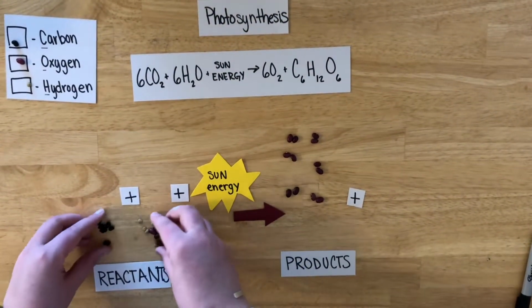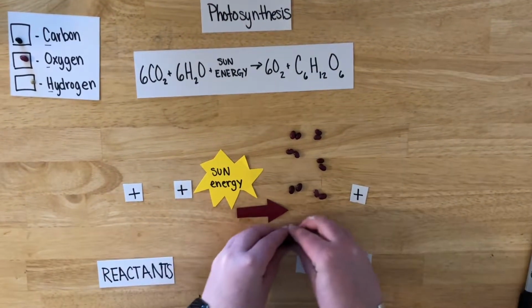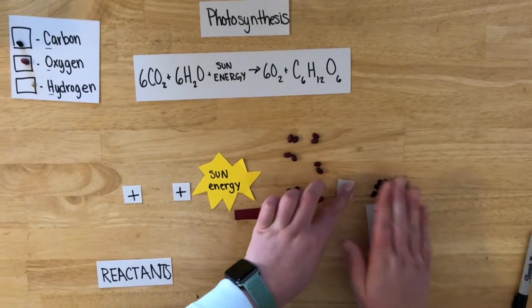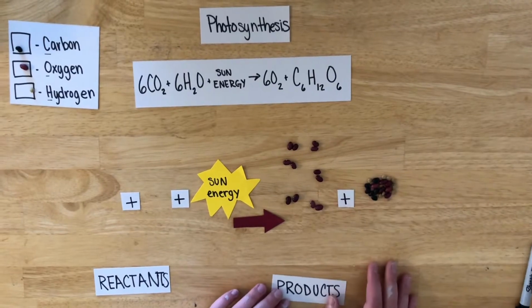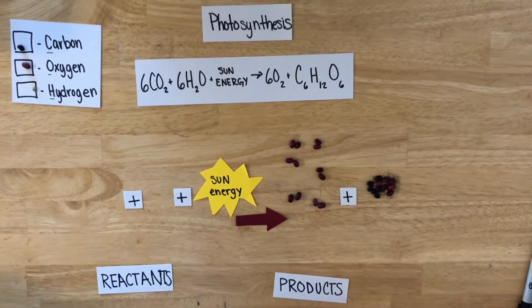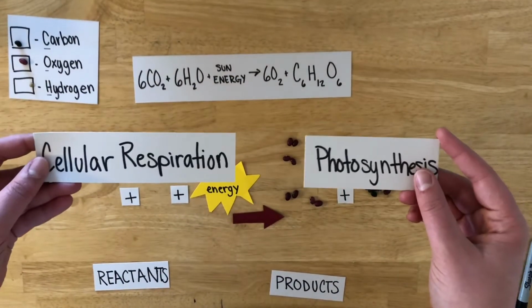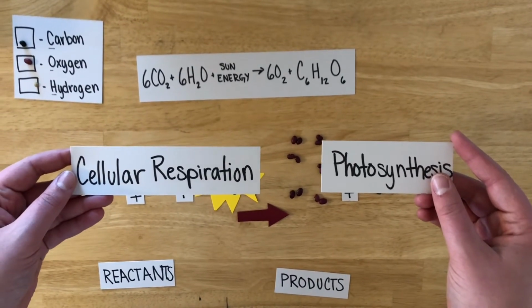Now our leftover, we have 6 carbons, 12 hydrogens, and 6 oxygens that are going to form our glucose molecule. As we can see, this is a cyclical cycle between cellular respiration and photosynthesis.